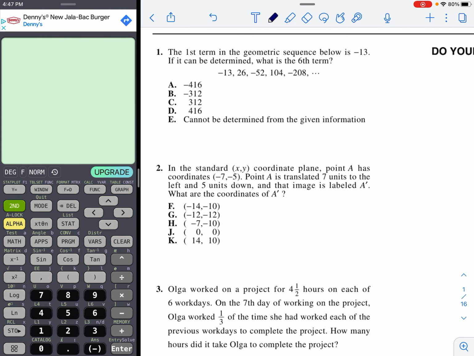Starting with question number 1, it's a geometric sequence, and they are asking us for the 6th term. There are already 1, 2, 3, 4, 5 terms there, and it's a geometric sequence, so we'll find the next term by multiplying by what each one has been multiplied by here, which looks like -2. So we'll multiply by -2 one more time, 416.